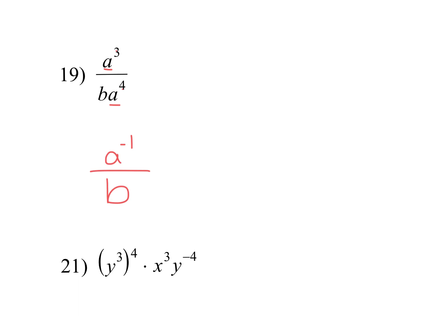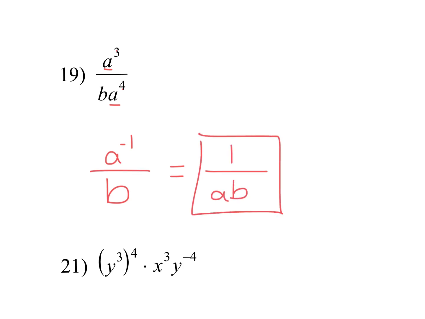Can I leave my answer like that? No, what do we have to do with that a to the negative 1? Yep, put it to the bottom. Does the b stay on the bottom? Yes. So what do we have on the top now? Yep. So it's 1 over a times b.